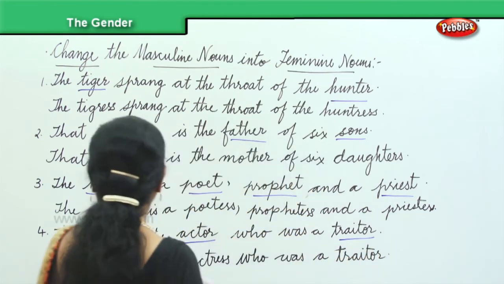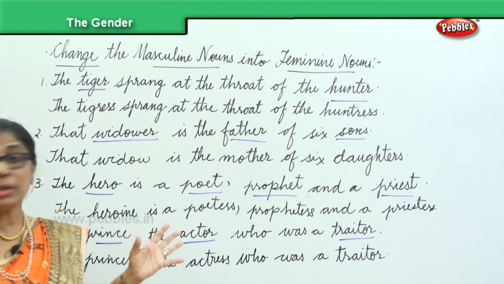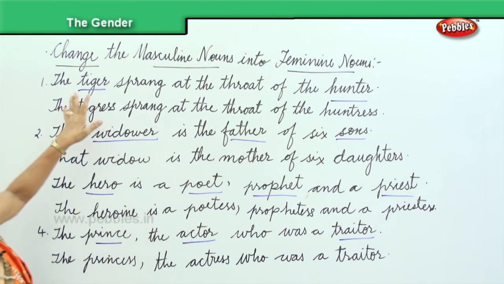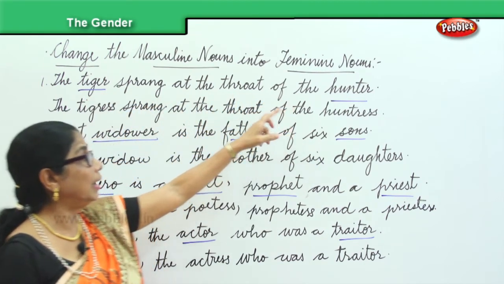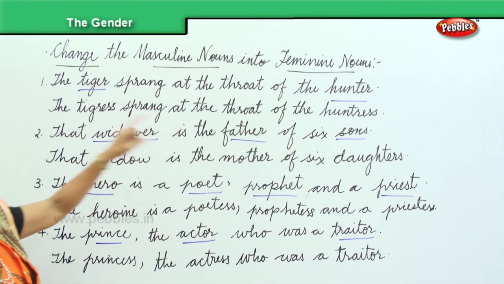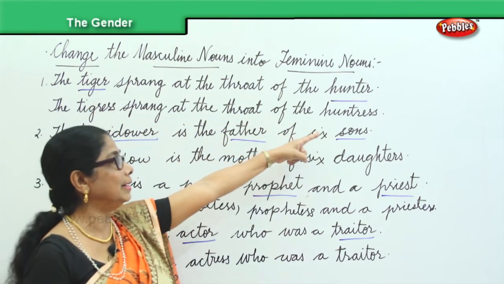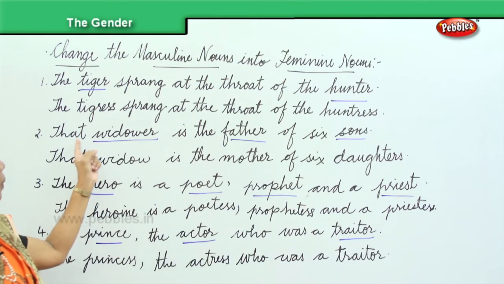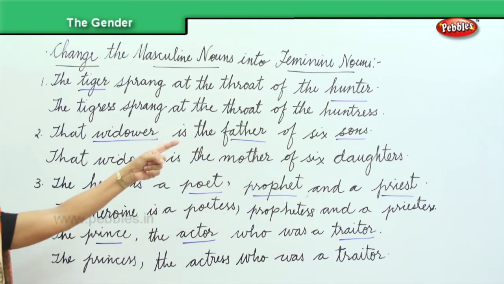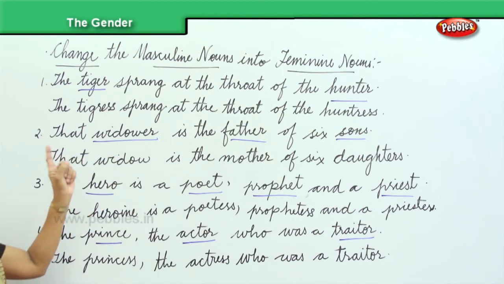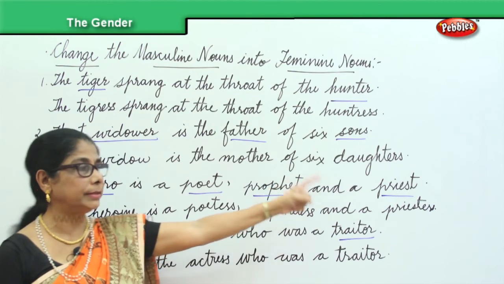So now let's look at all the sentences we have here. We are changing the masculine nouns into feminine nouns. The first we have is the tiger sprang at the throat of the hunter. Tiger, hunter. The tigress sprang at the throat of the huntress. Then we have the widower is the father of 6 sons. That widow is the mother of 6 daughters.